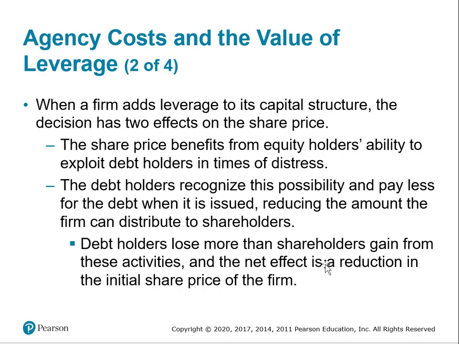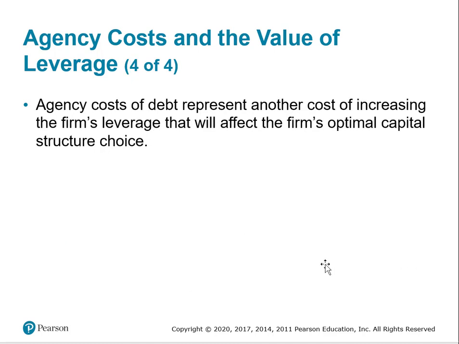So when a company adds leverage to capital structure, the decision has two effects on share price. Share price benefits from equity holders' ability to exploit debt holders. Right? The debt holders recognize this possibility, right? And they pay less for the debt when it's issued, right? So debt holders lose more than shareholders gain in these kinds of activities. And the net effect is a reduction in the initial share price of the firm. So again, in the end, it's always the shareholders that pay. The direct, immediate effect might be to the value of debt. But in the end, it also has an impact on the shareholder or the stock price.